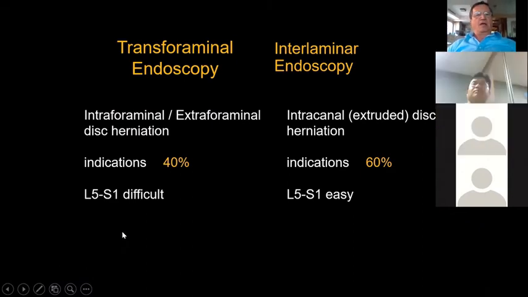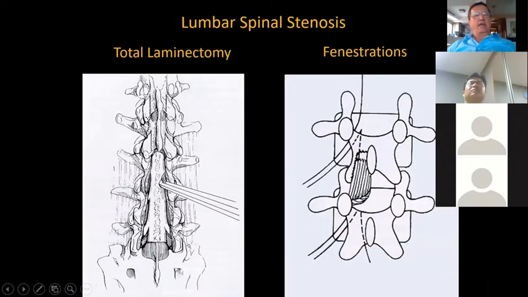I have mentioned the indications of transforaminal endoscopy may be somewhat less than interlaminar endoscopy. I will tell something about lumbar spine stenosis. In the past, we were doing too many total laminectomies, so we were damaging the muscles and interspinous ligaments and making a defect of the lamina.